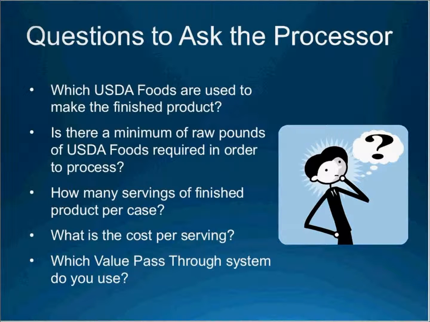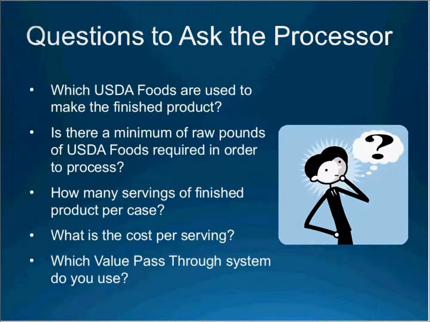Some processors may need to combine many small orders into one production run. Not all processors have end products ready at all times. Asking the processor if they have a minimum production run requirement will help determine if the processor will have the items ready when you need them. You will need to ask the processor how many servings are in a case. This will help determine how much bulk USDA food you need to order.